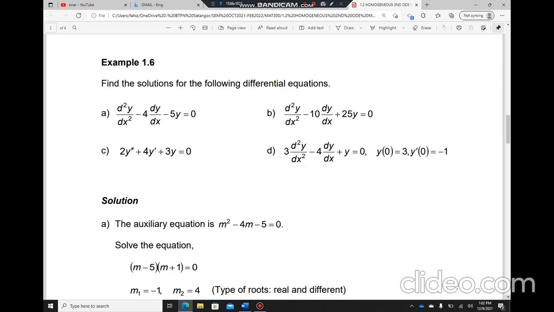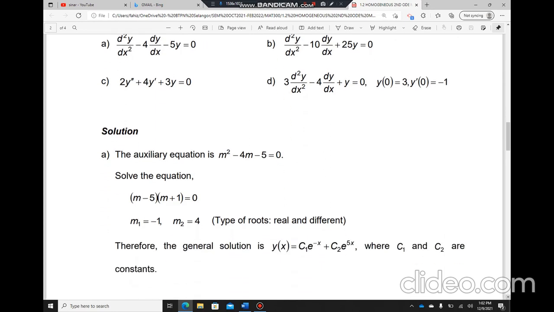Okay, so bila dah dapat bentuk ni, solve the equation. So solve the equation means you need to find the value of m. Yang ni awak guna calculator pun boleh, nak factorize pun boleh, nak guna quadratic formula pun boleh. So kat sini bila kita factorize, m minus 5, m plus 1 equals to 0. So you get the value m1 equals to negative 1, m2 equals to 5. So kita identify kat sini type of roots is real and different. Maknanya dia real dan dia different, dia berbeza kan, negatif 1 dengan 5. Therefore, the general solution is y equals to C1 e^(-x) plus C2 e^(5x), where C1 and C2 are constants.